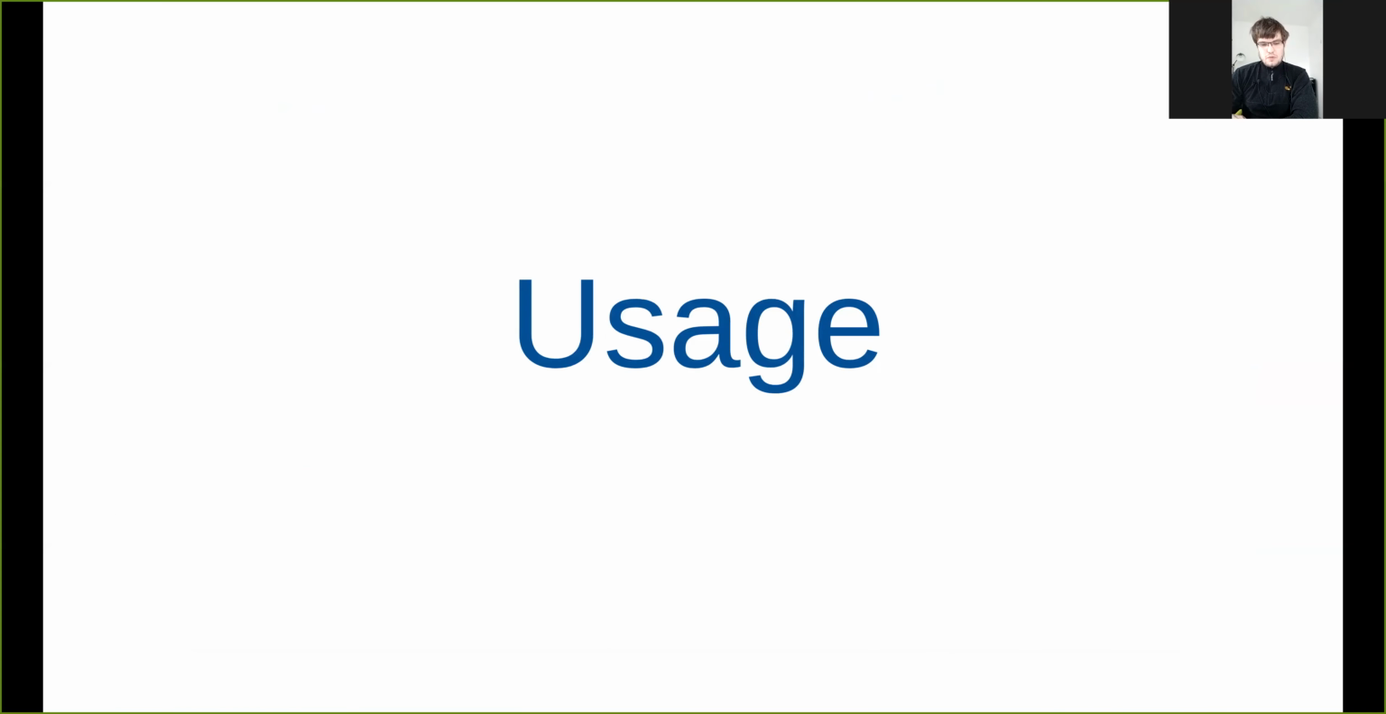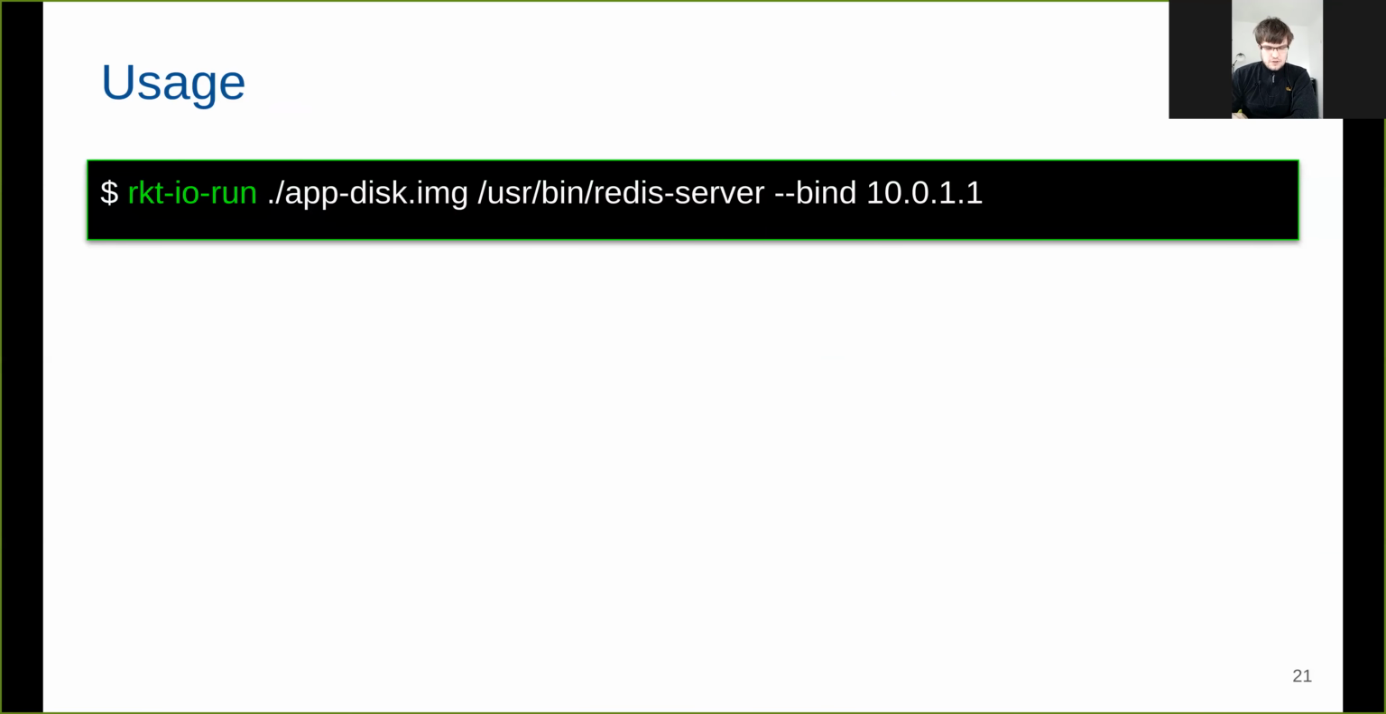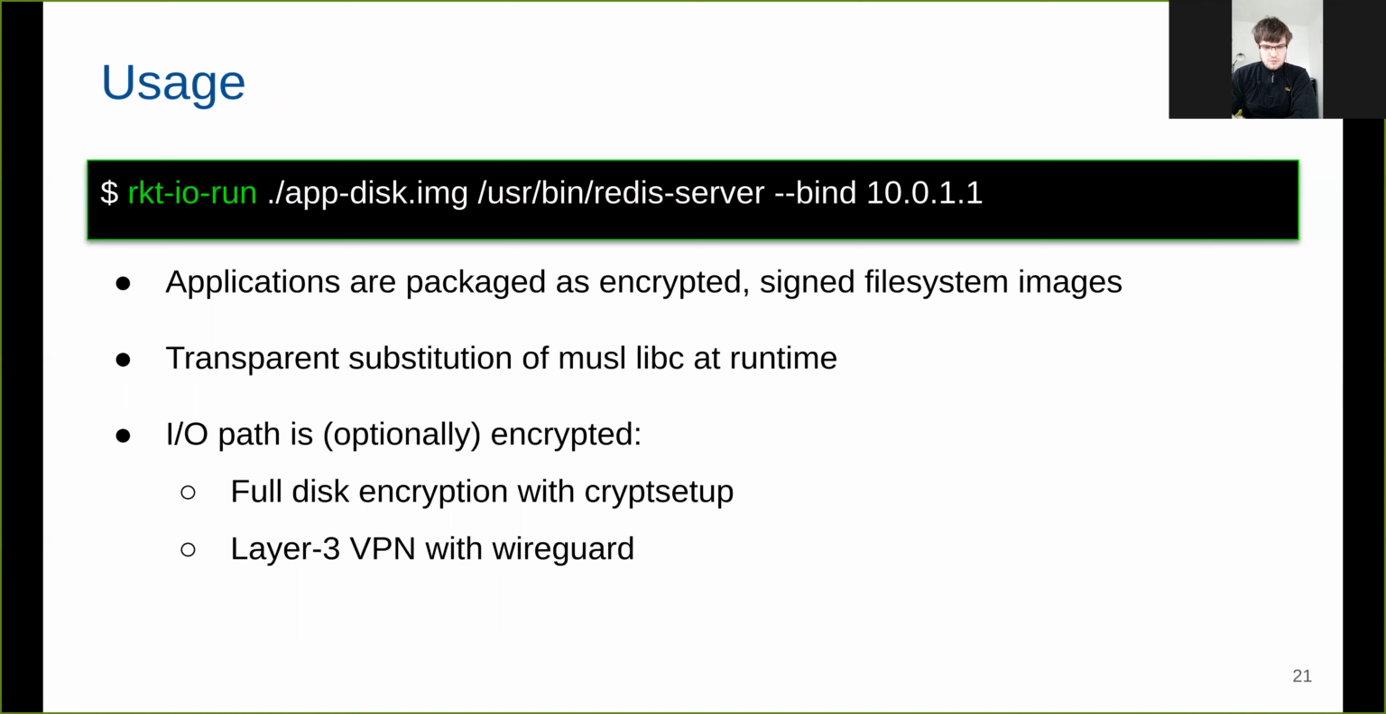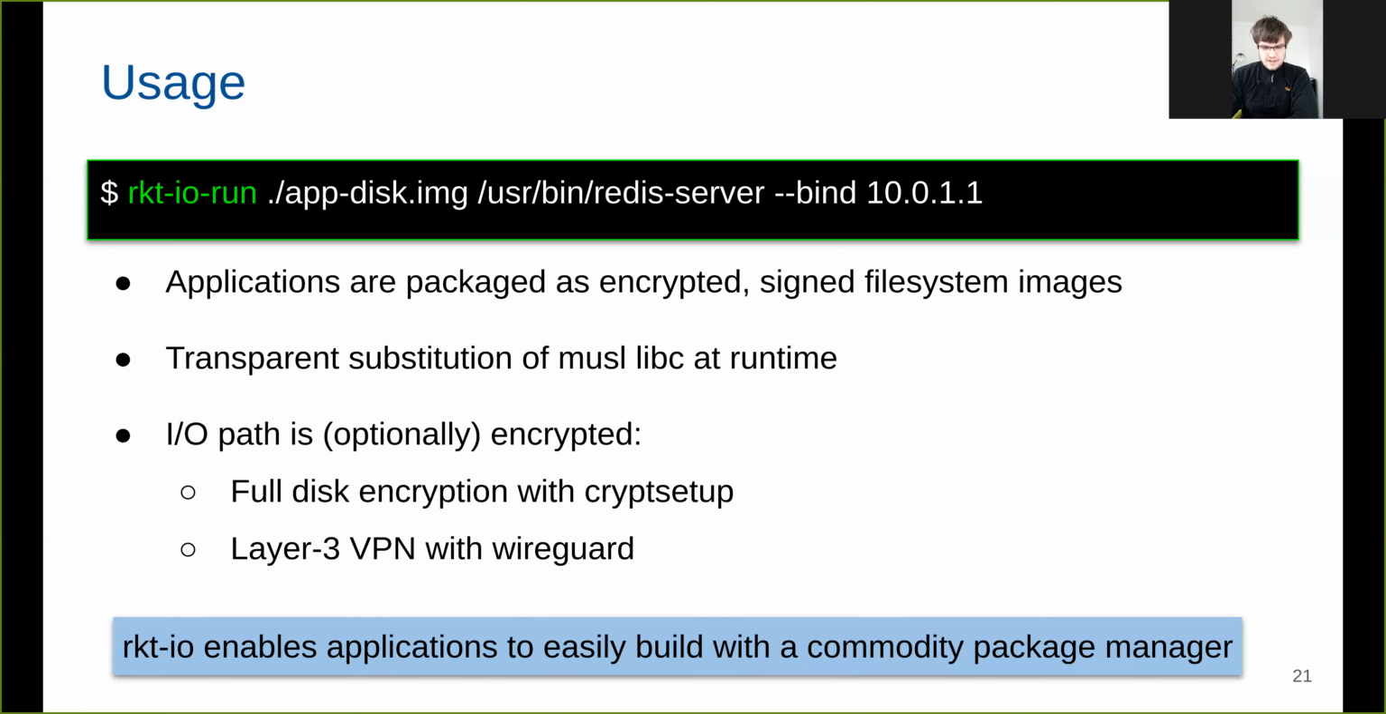Now that I explained to you a bit about the design, I want to go into a bit more detail on how app developers can use that. The way that rkt-io works is that there's an application image based on ext4, where the applications are packaged. At runtime, the musl libc replaces the originally linked libc library inside this file system image. The I/O path can also be encrypted using cryptsetup for block devices or a layer 3 VPN for the network part. This allows applications to be easily ported. If you have something like Alpine Linux, you can just package it like that.